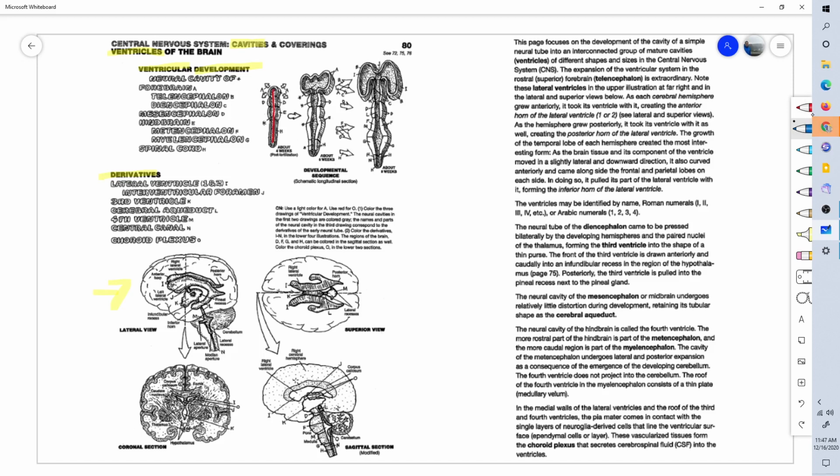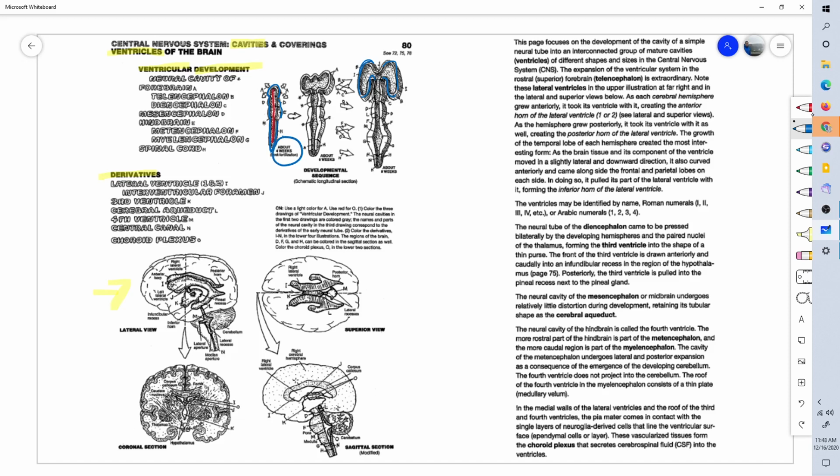Recall also that the tube started forming into the forebrain, which developed into the telencephalon, which would become the cerebrum, and the diencephalon, the mesencephalon, the midbrain, and then the spinal cord. And this is 4 weeks of development.